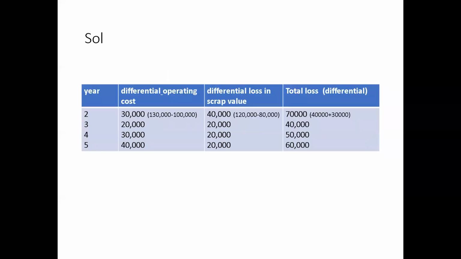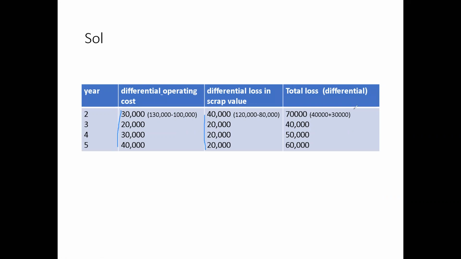So let's see. This I have already calculated. What I have just mentioned to you now is that this is the differential operating cost, just deducting the third year value from the second year value. Likewise, same is the case of differential scrap value.